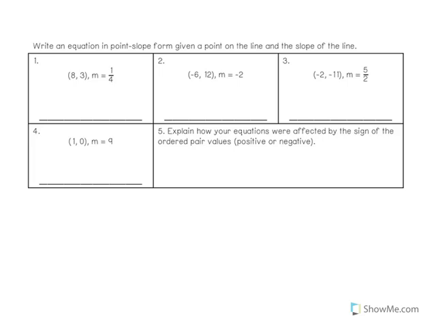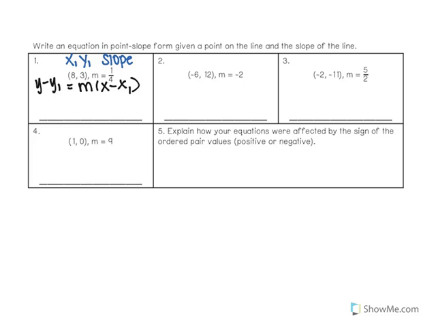So over here, the first thing we're going to do is we're going to label. We've got 8, 3, which is x1, y1, and then our slope. Let's make sure we practice by writing that formula down. Y minus y1 is equal to our slope, x minus x1. The more we write it, the better it stays in our brains.